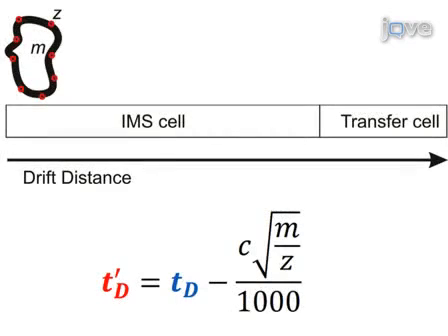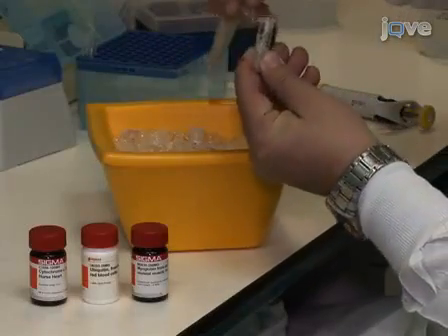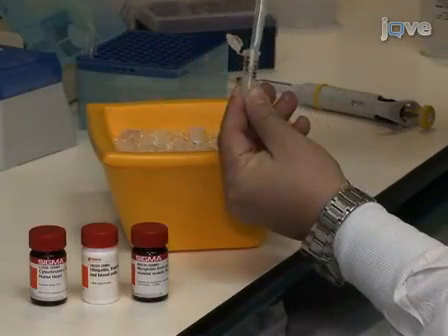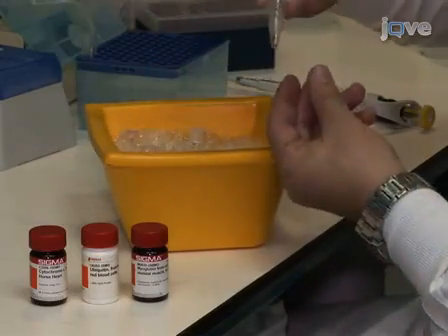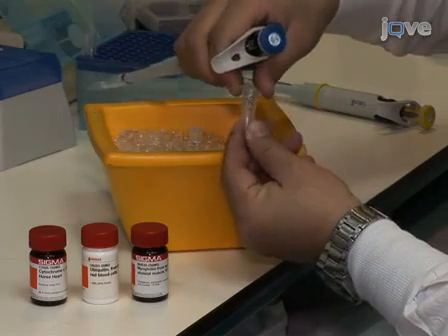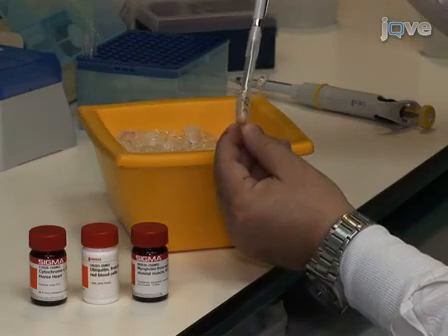In the T-wave IMS system, the cross-sectional area is defined by a drift time calibration approach using calibrant proteins with known cross-section values. First, prepare denatured calibrant protein solutions at 10 micromolar each. Use equine cytochrome C, horse heart myoglobin and bovine ubiquitin in 49-49-2 volume ratio, water, methanol, acetic acid.